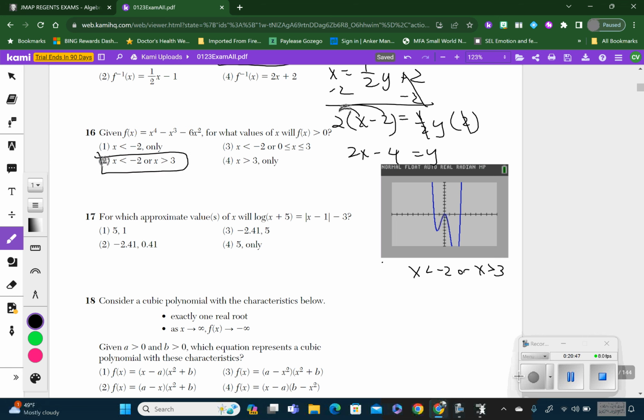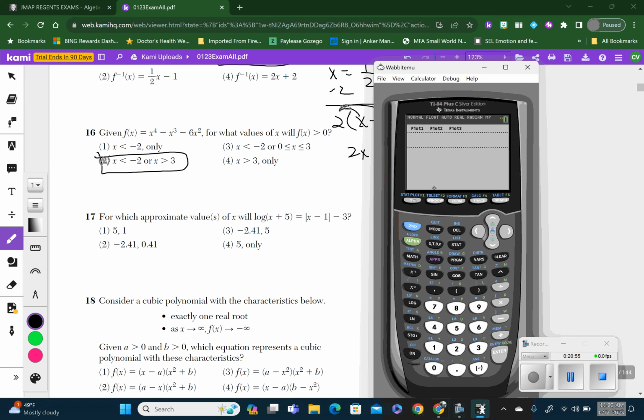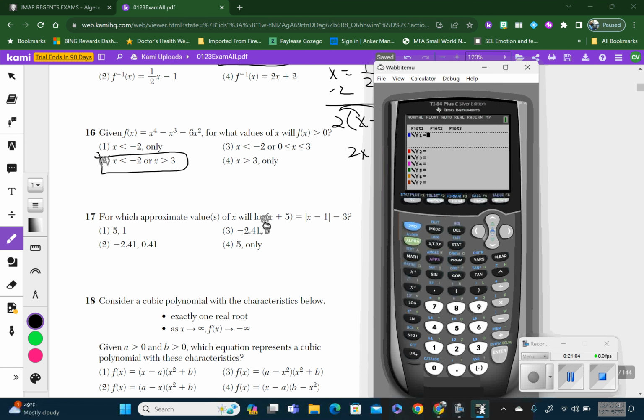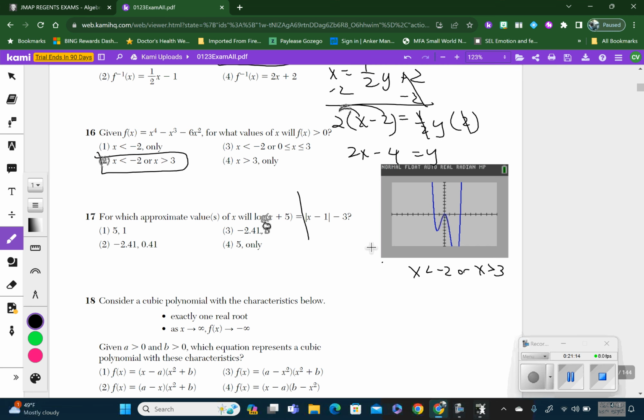So which approximate values of x will log da da da, right? So this is straight calculator. So I'm going to go to my calculator here. Instead of my y equals, let's clear that and let's type this in. So with log, there's no number here on the bottom. So I can just literally hit the log button, which is above on, above store is ln, and above that is log. So I'm going to put x plus 5, close my parentheses, and over here under y2, right? So here's y1, here's y2.